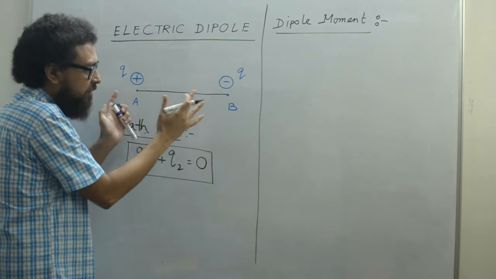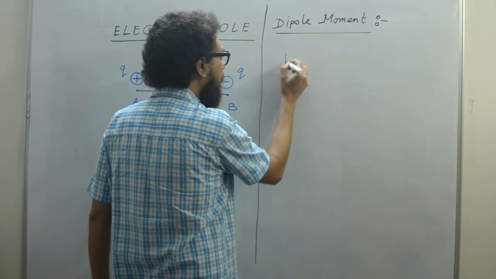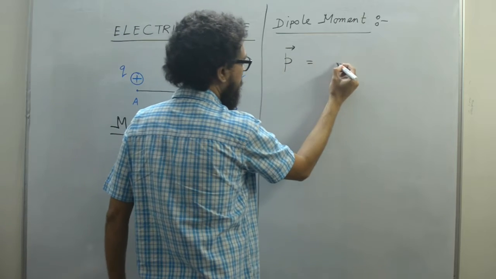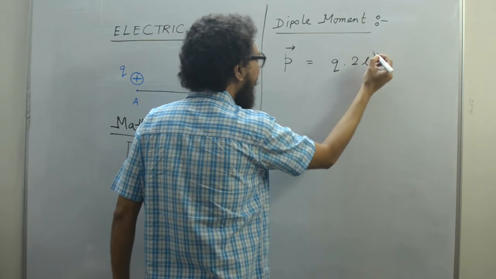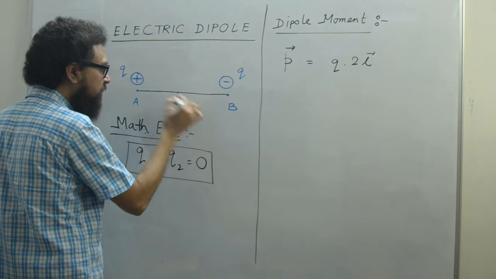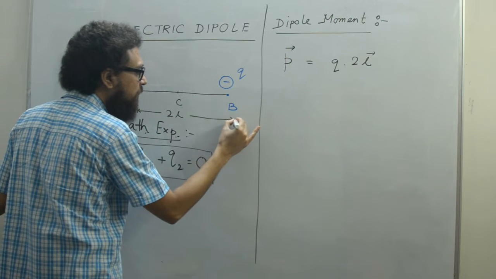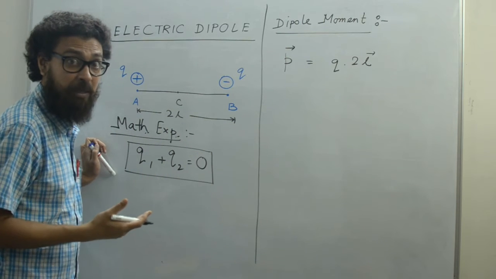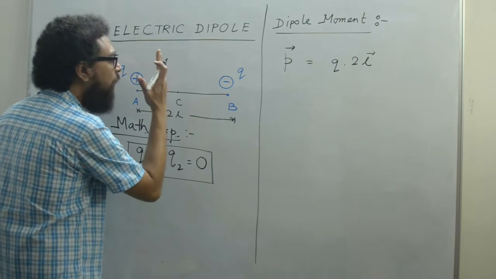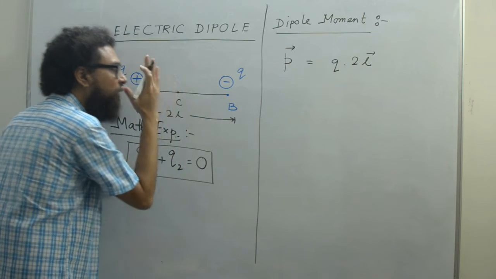So in physics, in order to exhibit this particular system, we use the dipole moment. Dipole moment is usually denoted by the symbol small p, and that is equal to Q into 2L. What is L? We take the center of this dipole, and we say that this distance is 2L. Usually we write L, so why are we writing 2L? Very simple: we are taking this point C to be the origin of the dipole, and everything has to be calculated with respect to it.